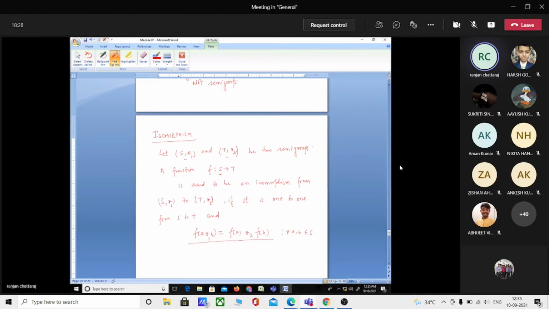And if there exists a function f which relates elements of S to elements of T such that f is 1 to 1 and onto, and it satisfies this condition, then we say that f is an isomorphism from S to T.